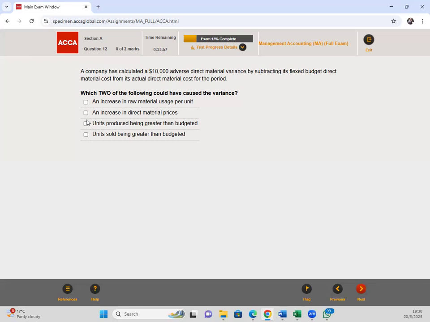So the last one, units sold. In this case, we are not dealing with the sales, we're dealing with material. I think the first and the last one. So the first one, an increase in raw materials usage, this is material usage variance. If the usage is greater than budgeted, it becomes adverse. And we have an adverse material usage. Then material price, if they increase, we have an adverse material price. So those two are correct.